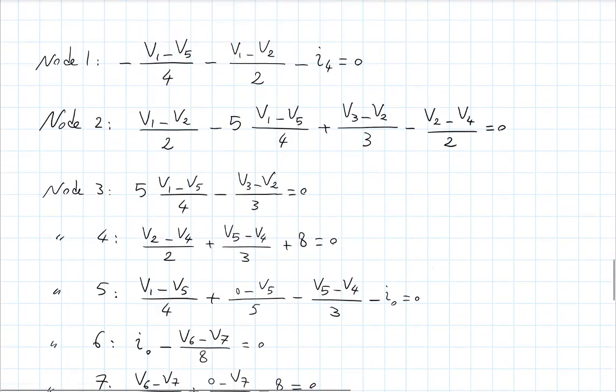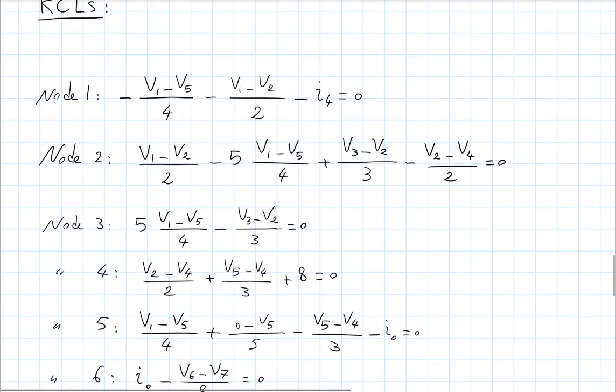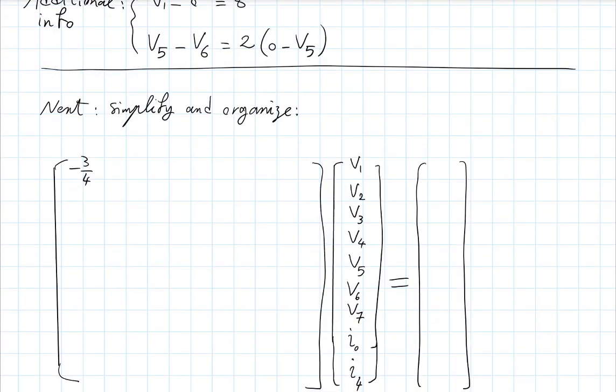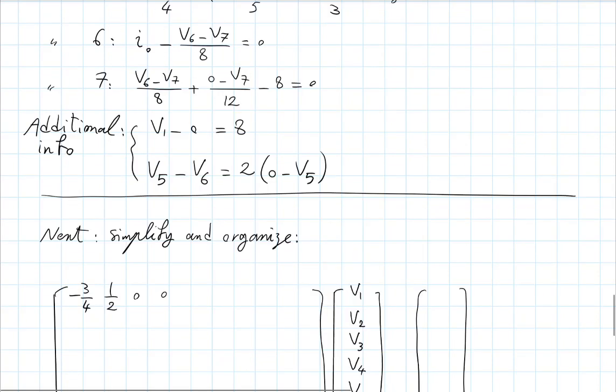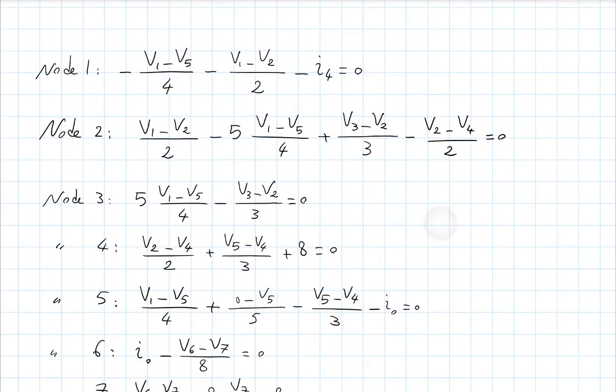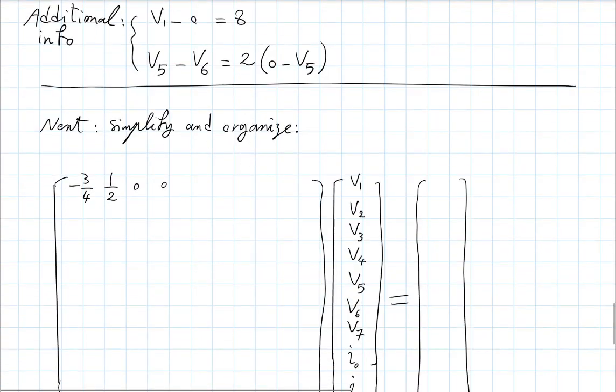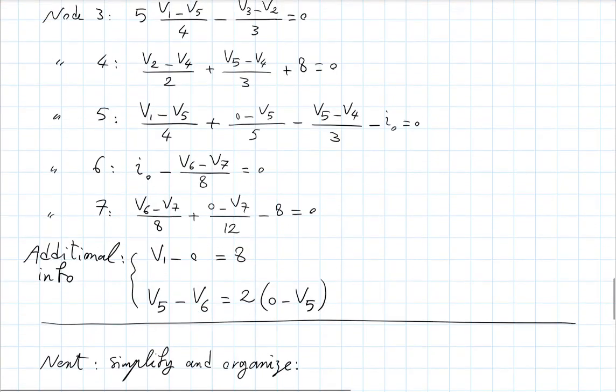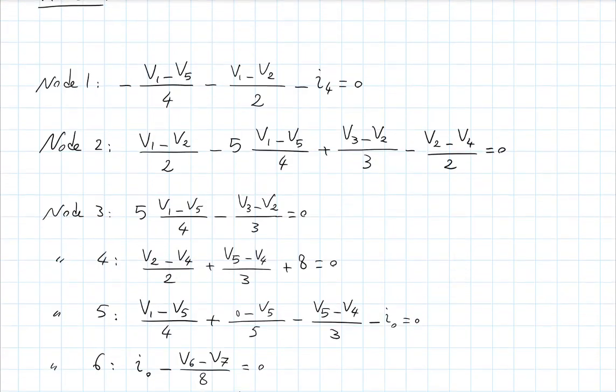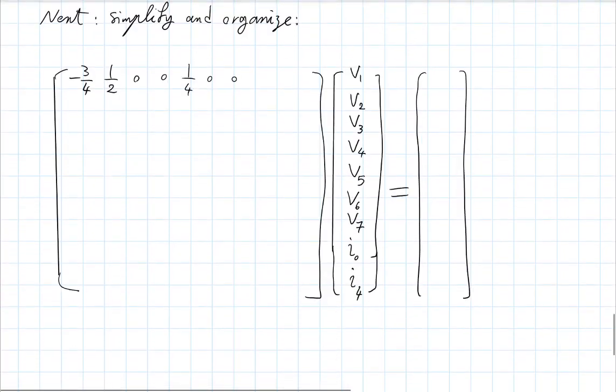For V2 is 1 over 2. For V3 is 0. For V4 is 0. For V5 is 1 over 4. For V6 and V7 is 0. And for I4 is minus 1. And for I0 is 0.